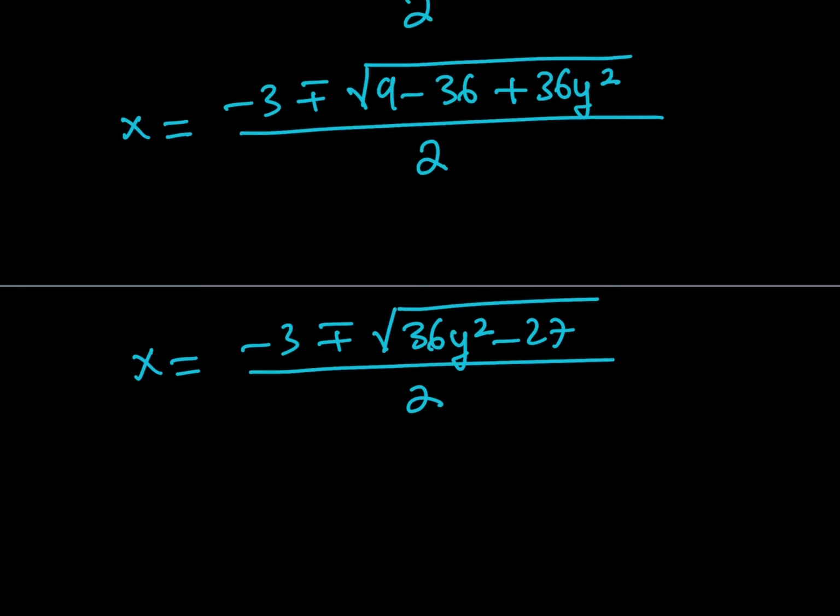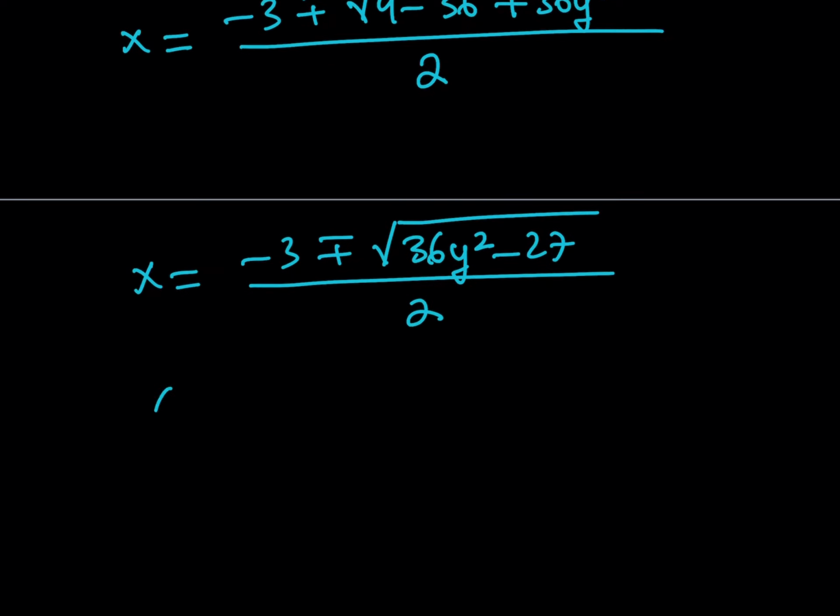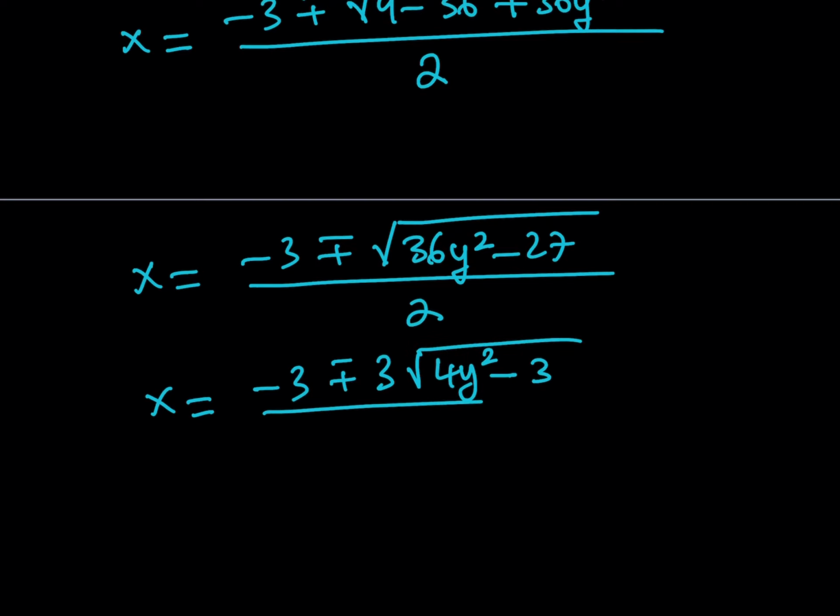Now, what can I do here? Well, I need to take out a perfect square if possible. And these two numbers actually have 9 in common, and that's a perfect square, which is perfect, right? So I can pull out a 9, and that's going to come out as a 3. So inside, after division by 9, we should be getting 4y squared minus 3. All right? Awesome. This is the critical part.